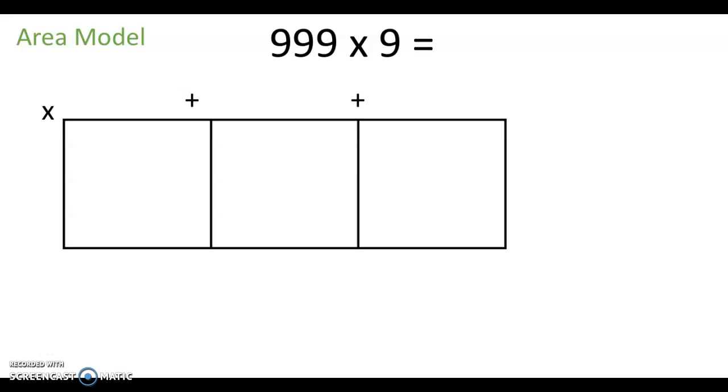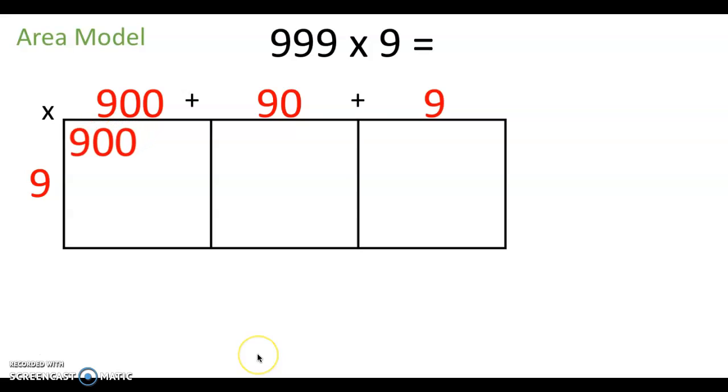999 times 9 using an area model. First, we're going to take 999 and break that apart into expanded form. Make sure that first you drew your box that has 3 boxes for 3 digits, though. Then you get 900 plus 90 plus 9, with this 9 going on the side.